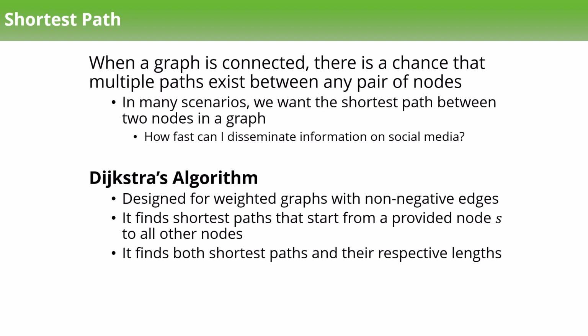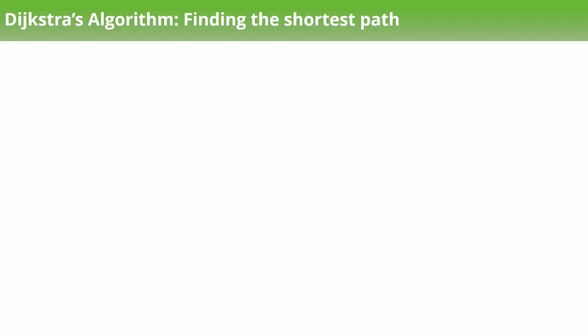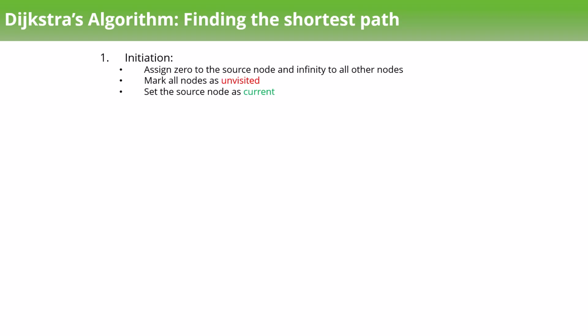This algorithm works on weighted graphs, but there is one important condition. All edge weights must be non-negative, in other words the weight should be 0 or positive. Another important condition is that it starts from only one source node. From this source it calculates the shortest distance to every other node.